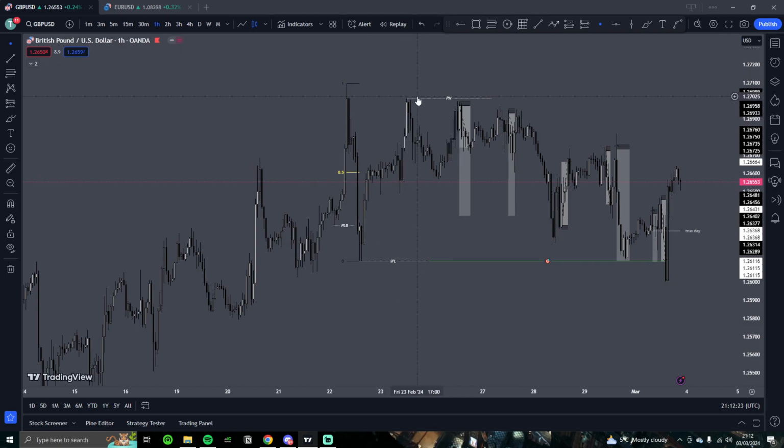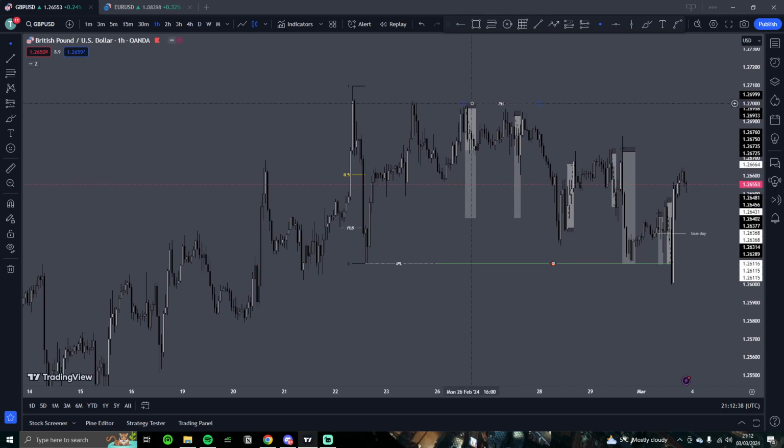We've seen this protected high once again get mitigated again, so this becomes our new protected high. When it comes to entries itself, I'm not going to cover that because I did that for my students literally just before this call. But yeah, so this becomes our new protected high where we managed to get our entries.